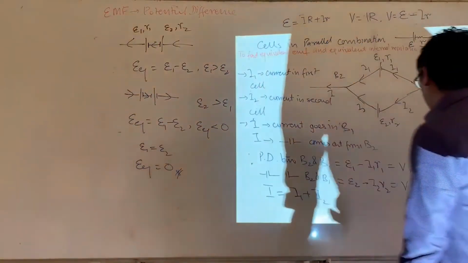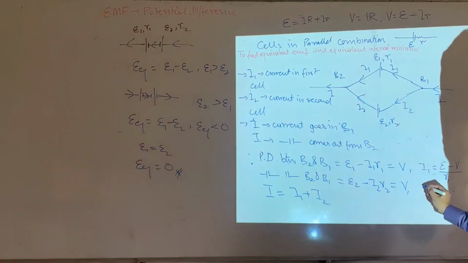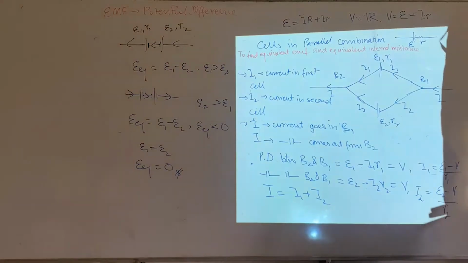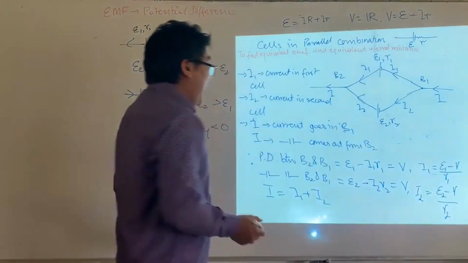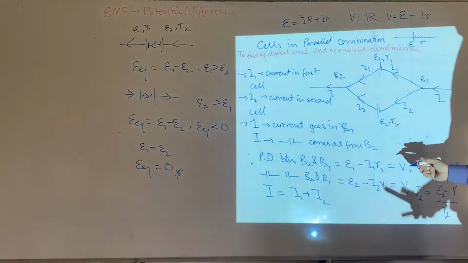So I1 is going to be EMF minus V divided by R1, and I2 is going to be EMF minus... I'm sorry, this is EMF 1, this is EMF 2. V remains the same, R2. This is how I'm going to get it. It is simple, right? I'll just do the simplifications.